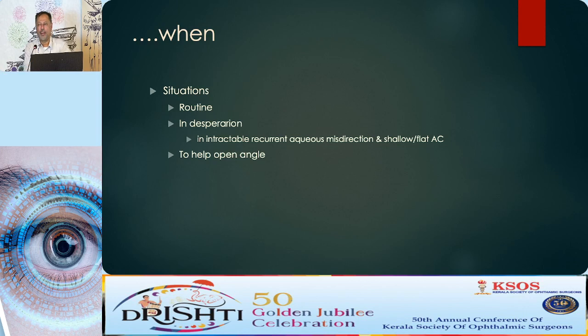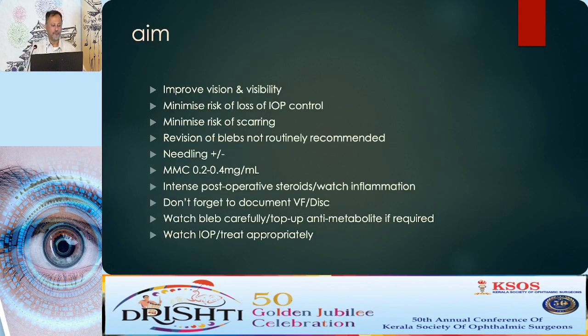You can also find in certain situations that your lens can get intumescent and sometimes block the ostium, and then you might need to open up the angle, and therefore that'll be a sort of phacomorphic situation. The aim, of course, is to improve vision, but it also improves your visibility to look at the disc and assess the progress of glaucoma, because ultimately we are dealing with a glaucoma here.